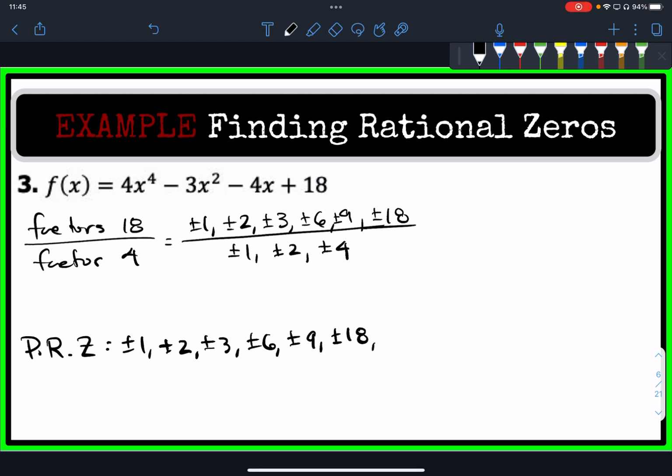Now I'm going to divide all of these numbers by 2. So 1 divided by 2 is 1/2. 2 divided by 2 is equal to 1, which is already on the list. 3 divided by 2 is 1.5, so 3 over 2. 6 divided by 2 is 3, which again is already on the list. 9 divided by 2 is 4.5, so 9 over 2. And 18 divided by 2 is 9, which again is already on the list, so I don't have to list it again.